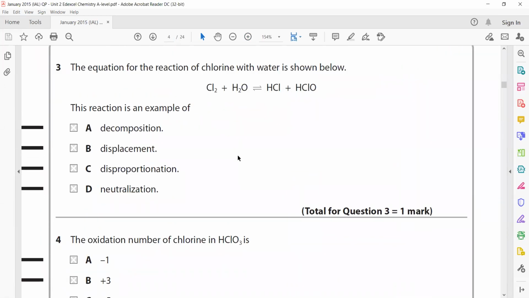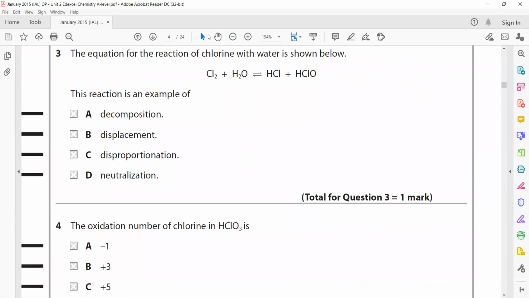The equation for the reaction of chlorine with water is shown. This reaction is an example of, so what is the example? As we write the oxidation numbers, chlorine is 0. Here chlorine is -1, oxygen -2, hydrogen +1, so chlorine should be +1. So chlorine 0 changes to -1, reduced, and 0 changes to +1, oxidized. So this one is option C, which is a disproportionation reaction.